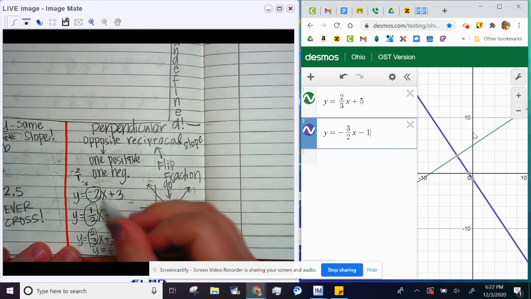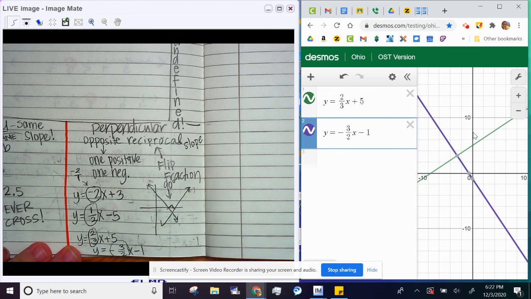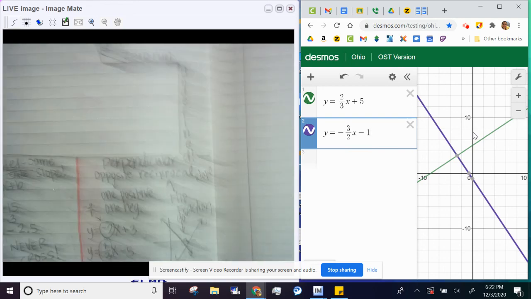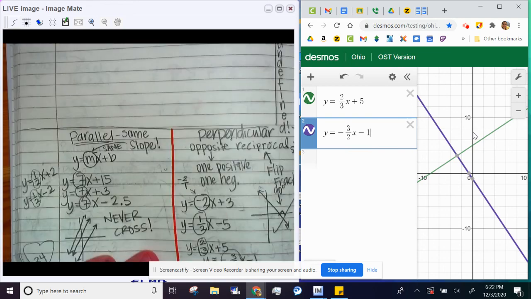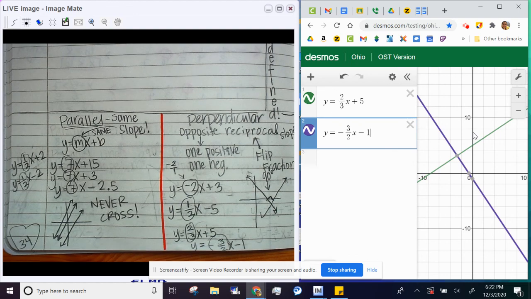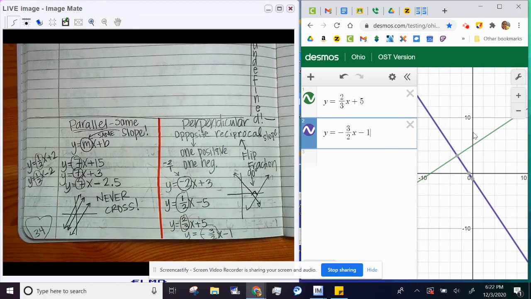So remember, opposite and reciprocal. And with the b, same as before, it doesn't matter what it is. If the b is the same this time, they're not going to be the same line. So that's good. Okay, so here are our notes. If you missed a part of it, please write it down now. Parallel lines, same slope. Perpendicular lines, opposite reciprocal slope.